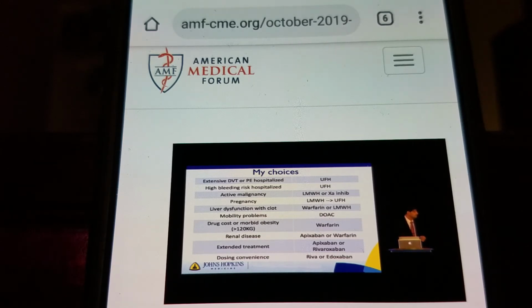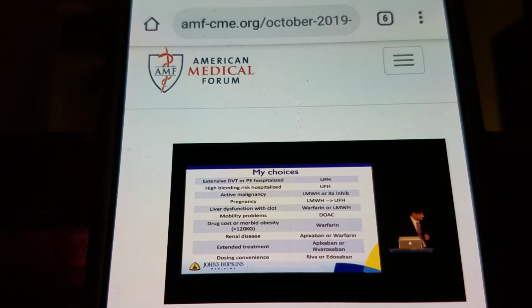Renal disease: Apixaban is something that I'm comfortable with, especially long-term, or warfarin. And for extended treatment, there's very good data. I showed you low-dose Apixaban. The efficacy is excellent, 80% risk reduction, and the bleeding rates are as good or as bad as placebo. So that's my drug of choice, low-dose DOAC for extended anticoagulation.